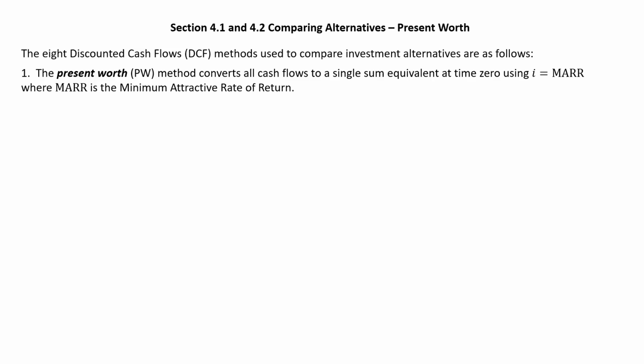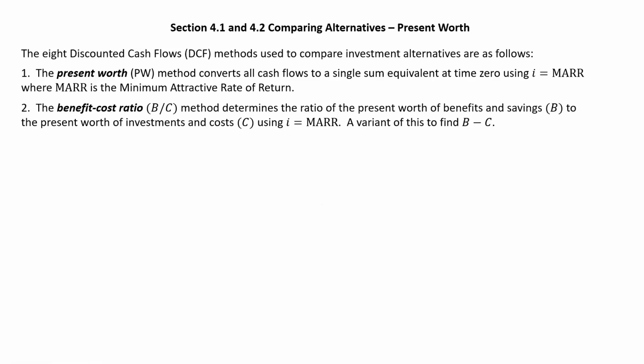So now they are saying, okay, if we take up this project, would we get a return that is more than our minimum attractive rate of return? If so, we will actually take up the project. And so in this method, you calculate the present worth using whatever minimum attractive rate of return is for your firm. Okay. And then there is something called benefit cost ratio.